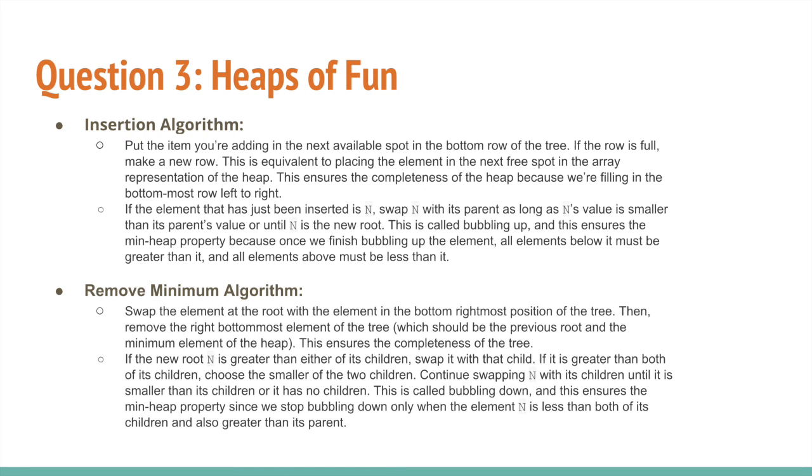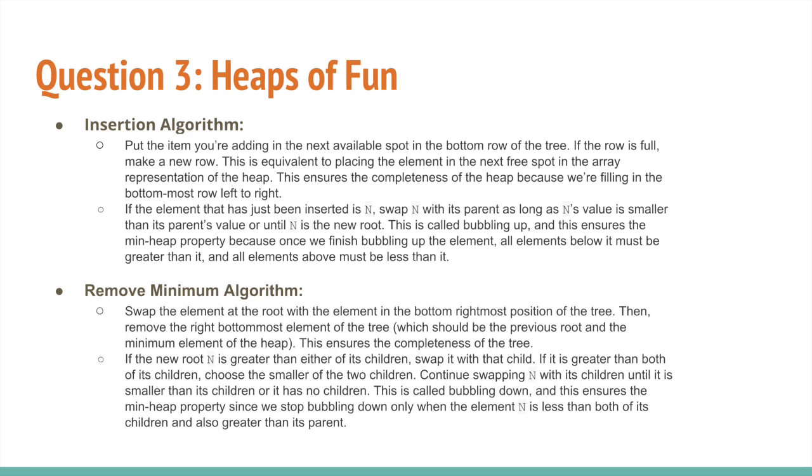To insert into a heap, you place the node at the next available spot in the bottom row of the tree. If the row is full, we just make a new row. Then we swap the node with its parent until the heap upholds the min heap property, which is just the invariant that parent nodes must be less than or equal to their children.